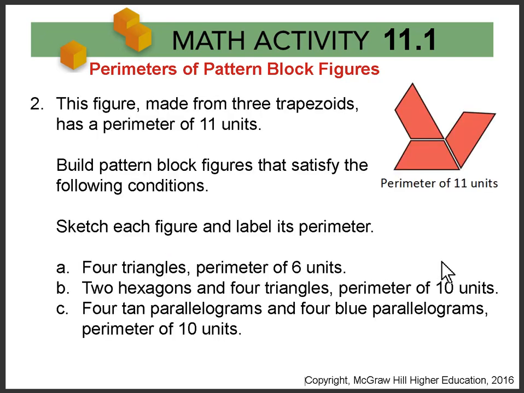Then in question 2, we form a pattern block figure and a larger polygon. The perimeter of this polygon, the whole shape altogether, is 11 units. Build pattern block figures that satisfy the following conditions, and you're given conditions with the number of pattern blocks and the perimeter. Sketch the figure and label the perimeter. And remember, the inside part doesn't count, just around the outside for perimeter.